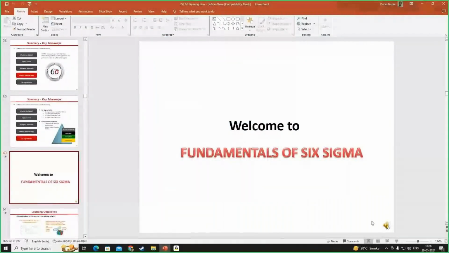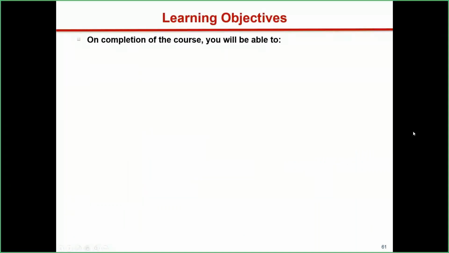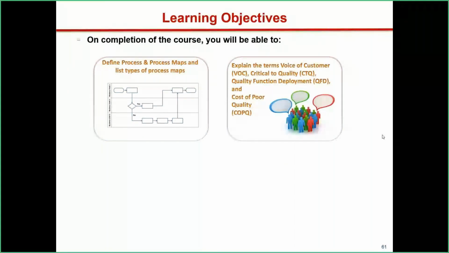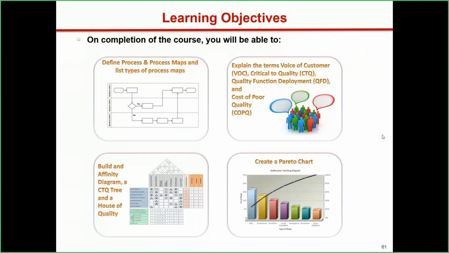Now we'll move on to the fundamentals of Six Sigma. On completion of the course, you will be able to define process and process maps and list types of process maps. Explain the terms voice of customer, critical to quality, quality function deployment, and cost of poor quality. Build an affinity diagram, a CTQ tree, and a house of quality. Create a Pareto chart.